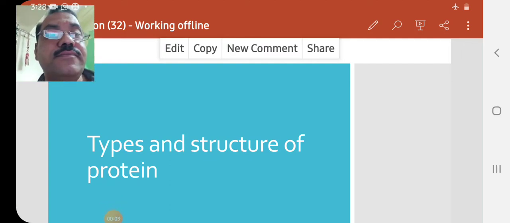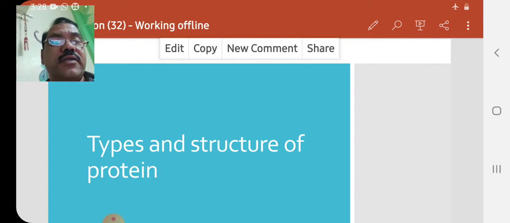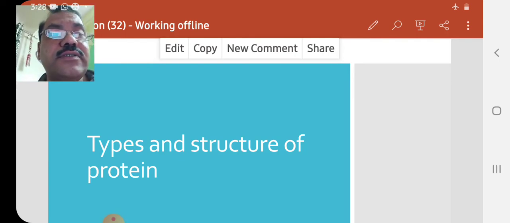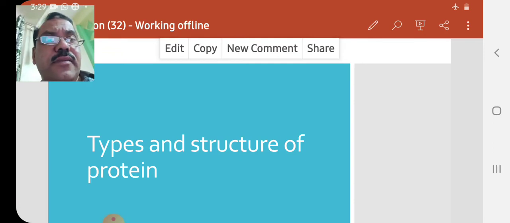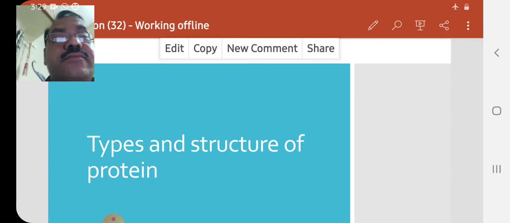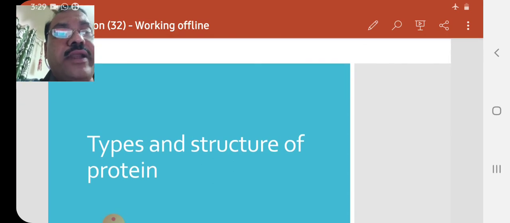Hello friends, today we are going to start with the next point, that is the types of protein. And later we are going to study the structure of proteins. So let us first start with types of protein. We have already studied the introduction part of protein, that is the definition of protein, examples of protein, and the basic unit of protein.